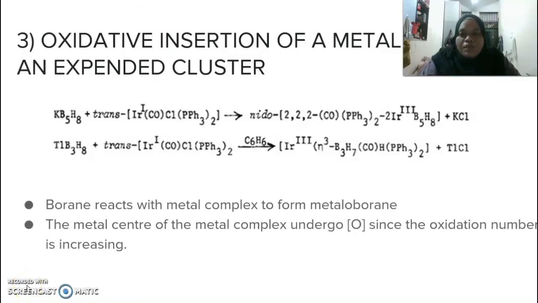Assalamualaikum. So I will proceed with this presentation about the synthesis of metalloborane by the third method, which is oxidative insertion of metal to obtain an expanded cluster. By using this method, borane will react with a metal complex to form metalloborane, and the metal center of the metal complex will undergo oxidation since the oxidation number is increasing. Based on the example from the slide, we have borane that will react with an iridium complex and form a metalloborane complex. And from here we can see that the oxidation number of iridium is increasing from +1 to +3.